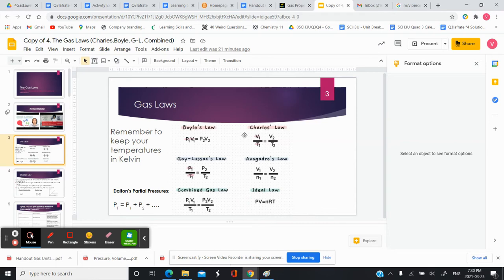So for example, you have Boyle's law, Charles' law, Gay-Lussac's law, Avogadro's law, combined gas law, and the ideal gas law. And there's also Dalton's partial pressures law as well. So for example, you can see here Boyle's law tries to relate pressure and volume. Charles' law tries to relate volume and temperature. Gay-Lussac's law relates pressure and temperature, so on and so forth. In this video, we're going to focus on Boyle's, Charles', Gay-Lussac's, and the combined gas law. And in the next lessons, we're going to take a look at the remaining gas laws.